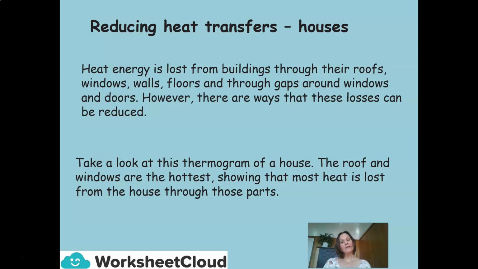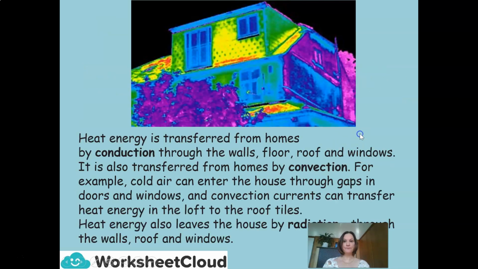Take a look at this thermogram of a house. The roof and the windows are the hottest, showing that most heat is lost from the house through those parts. Okay, there's our diagram of our house. The heat energy is transferred from our homes by conduction through the walls, floor, roof, and windows.